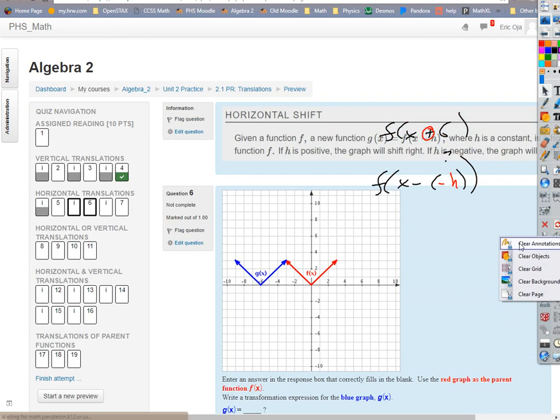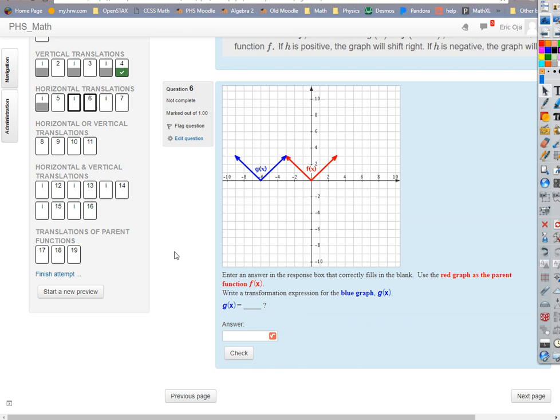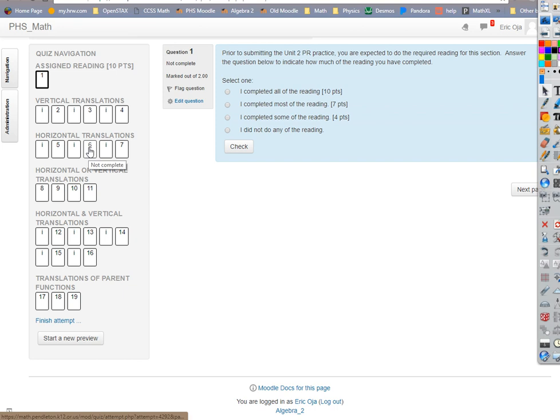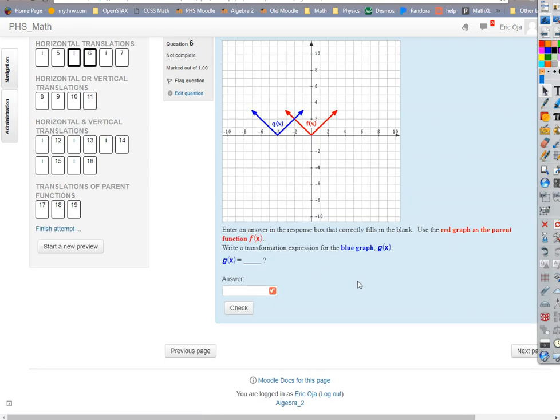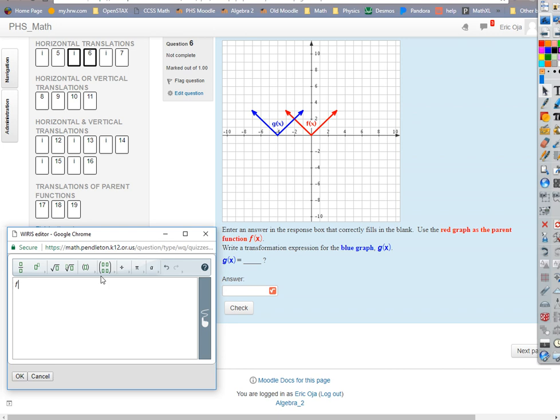Let's try another one. How about this guy? Oh, let's do a different one. Oh, it's the same one. Let's reload that. Okay, so what's that going to be then? What's g of x? If f of x is the parent graph, what am I doing? Yeah. It's going to be f of, I'm going to trade the x for an x minus negative 4, x plus 4. Everybody see that? Yeah. Okay.